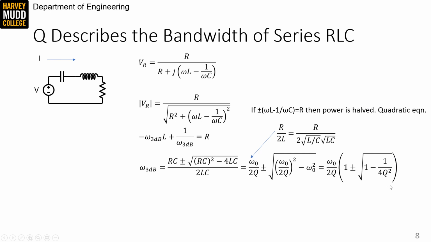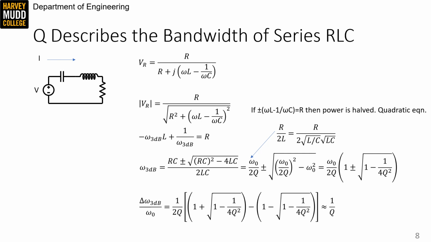Those two frequencies fully specify the bandwidth of the RLC circuit, and they are a Q-dependent fraction of the natural frequency. We find our bandwidth by looking at the difference between the upper and lower 3 dB points, which we call delta omega.